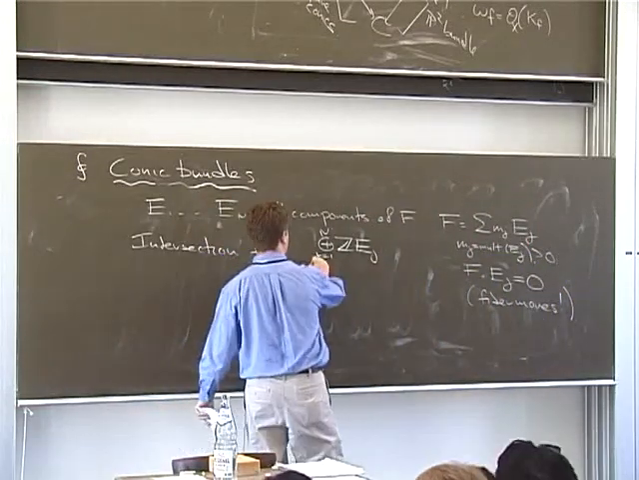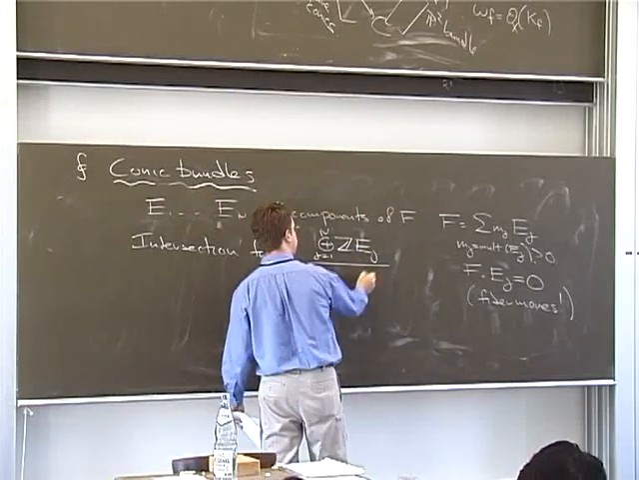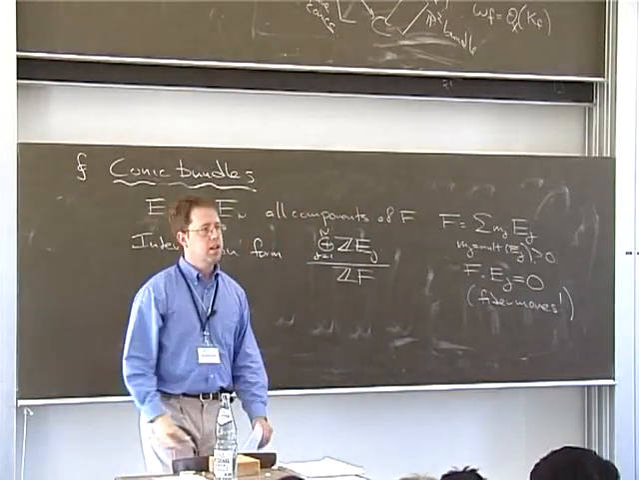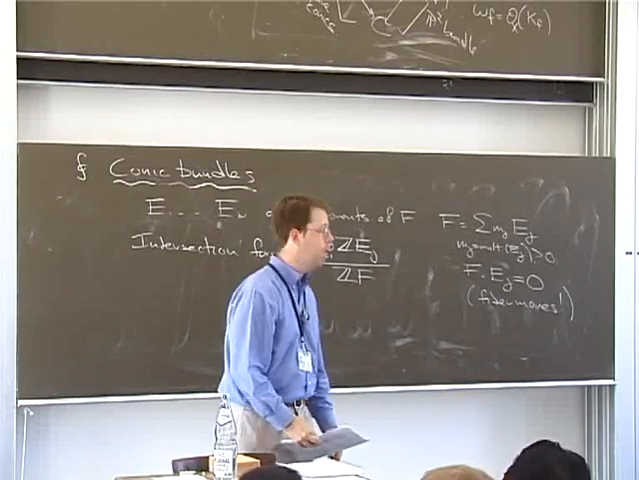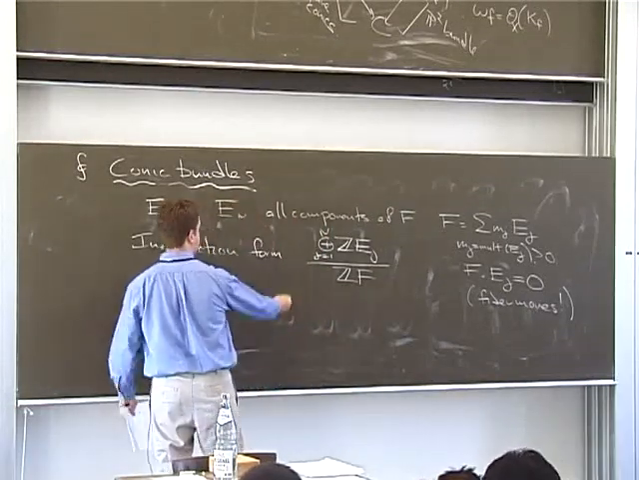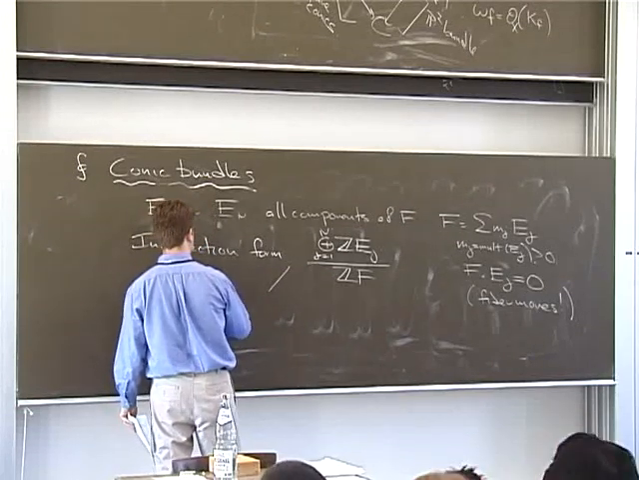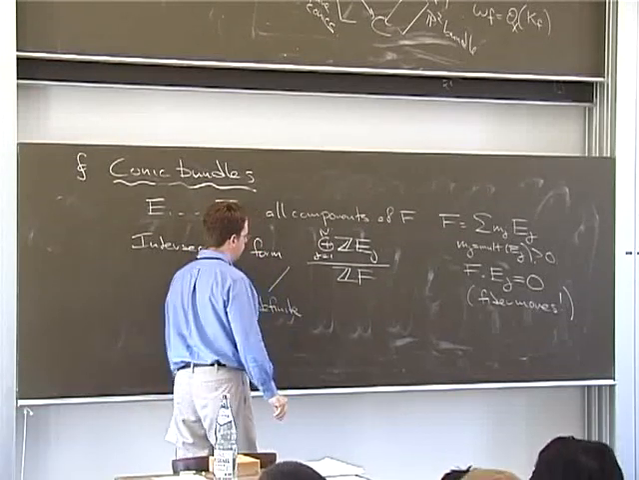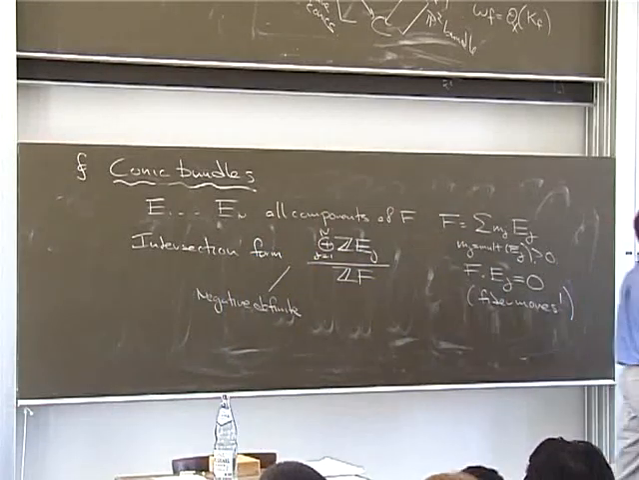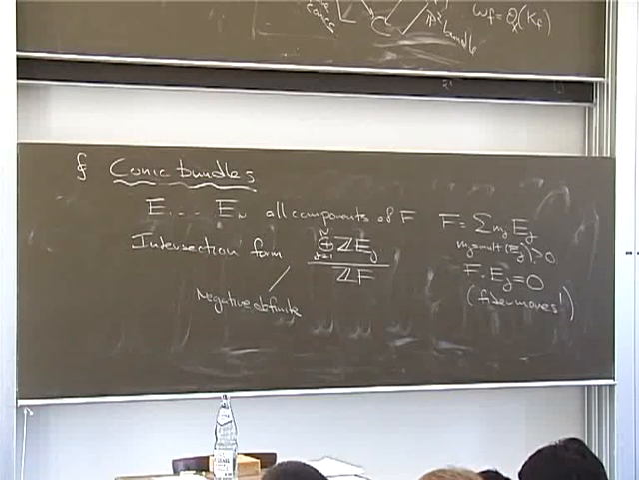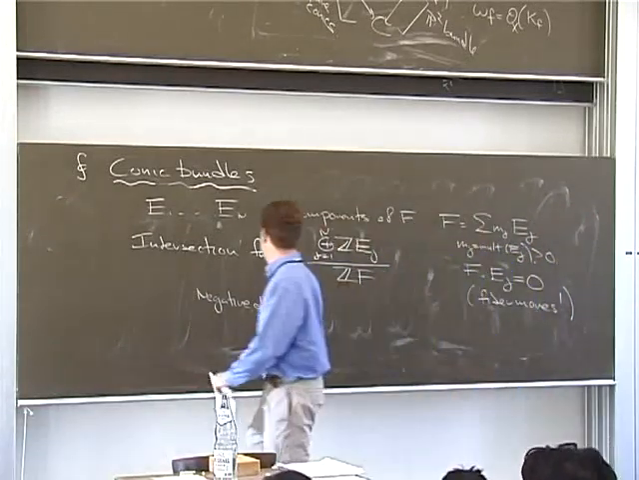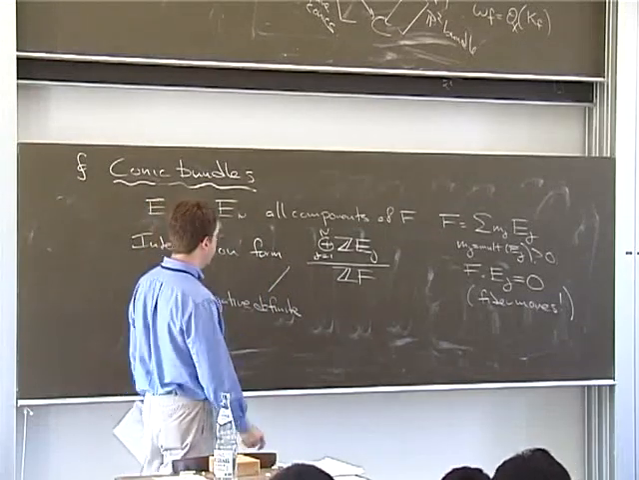So really, I should think of the intersection form as not living here, but living on this quotient, because the fiber itself doesn't really play any role here. And then, on this quotient, we get that the intersection form is negative definite. So the only place where it vanishes here is on F. Okay. Well, let's come back here.